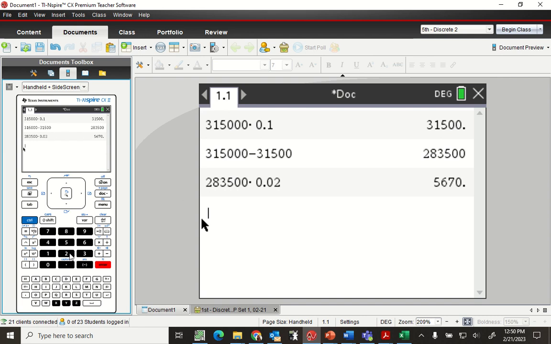So if I'm making more payments, what am I going to do with this amount right here? Am I going to still finance 283,500? No, you're going to subtract it. I'm going to subtract it. Very good. So part C, monthly payment.